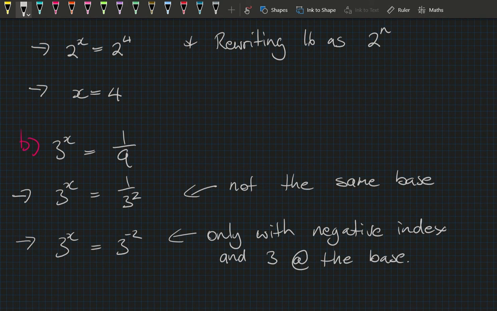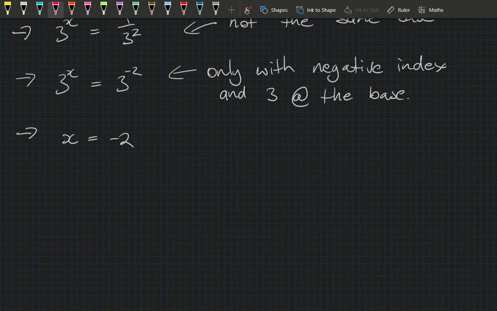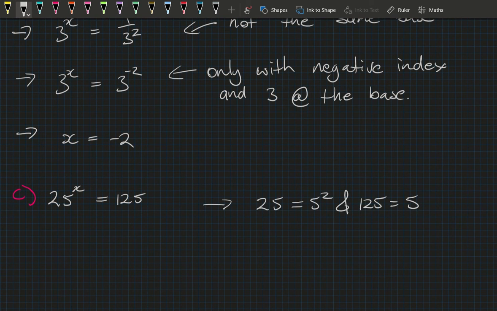Okay, so from here you can see that that must mean that x is equal to -2. Alright, part C, we have 25 to the x is equal to 125. Now here we can see two numbers that are not the same base, but 25 is equal to 5 squared and 125 is equal to 5 cubed.